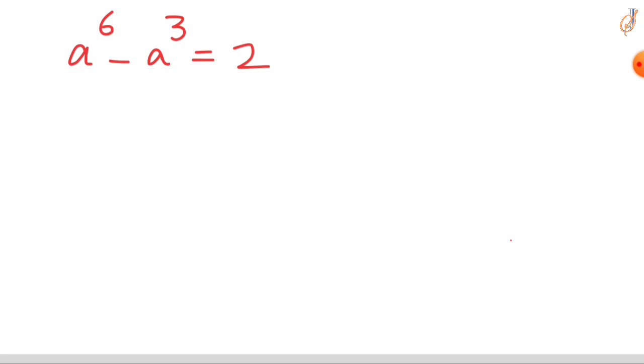In the captivating field of mathematical puzzles, some equations stand out for their elegance and complexity. The equation a power 6 minus a power 3 equals 2 is one such brain-teasing problem, posing a challenge. Let's see how to solve this type of problem.